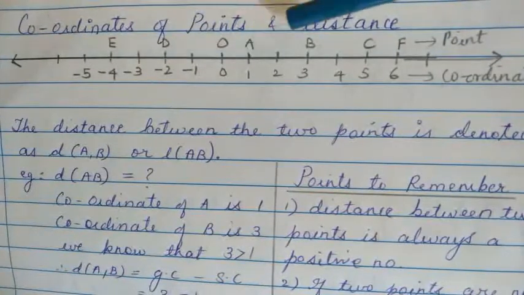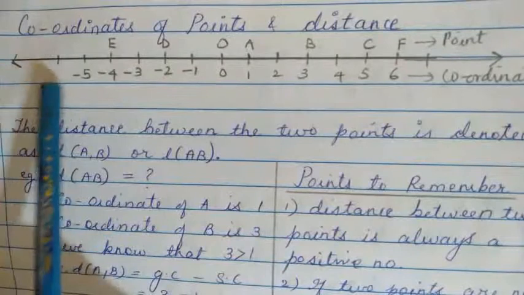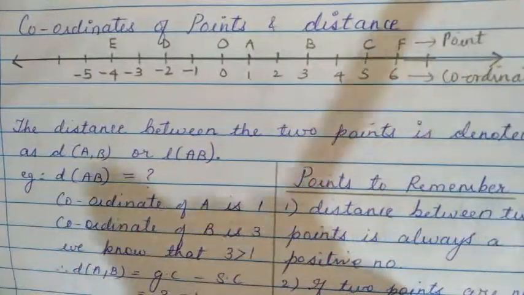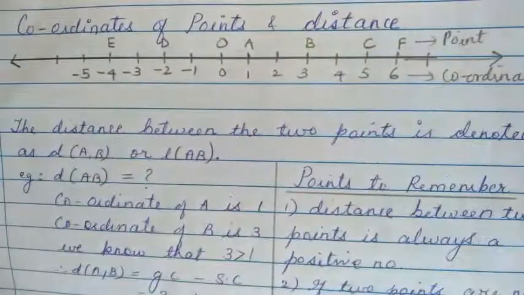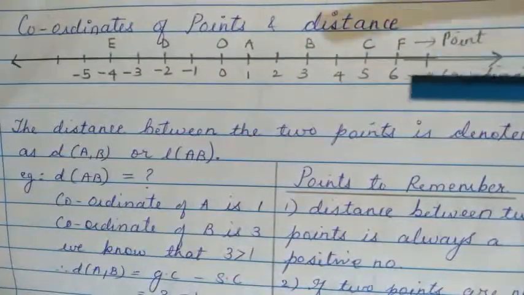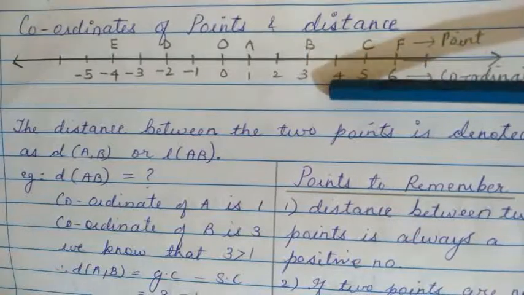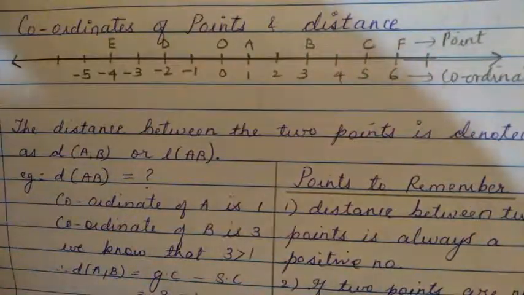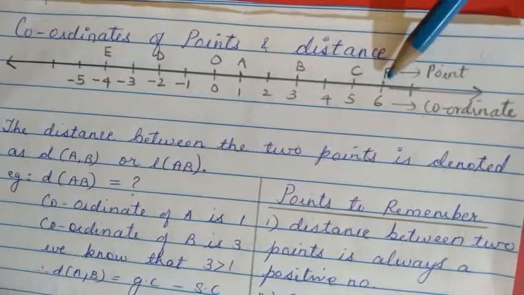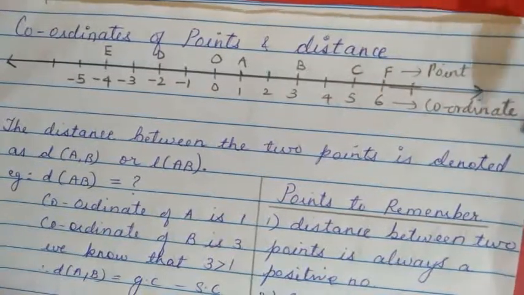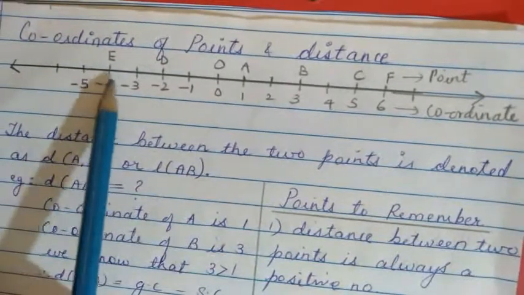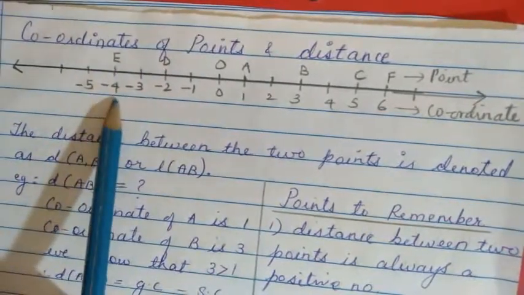Coordinates of points and distance. Observe the number line. You will see here there are some points given on the number line, and every point is associated with one number. Each letter is called a point and each number is called its coordinate. For example, the coordinate of point E is -4.